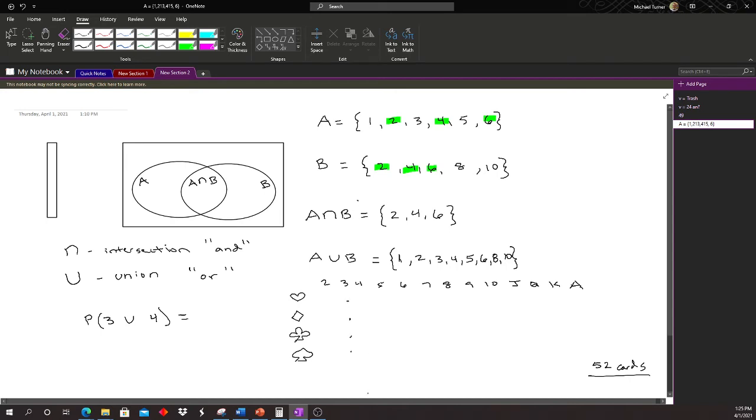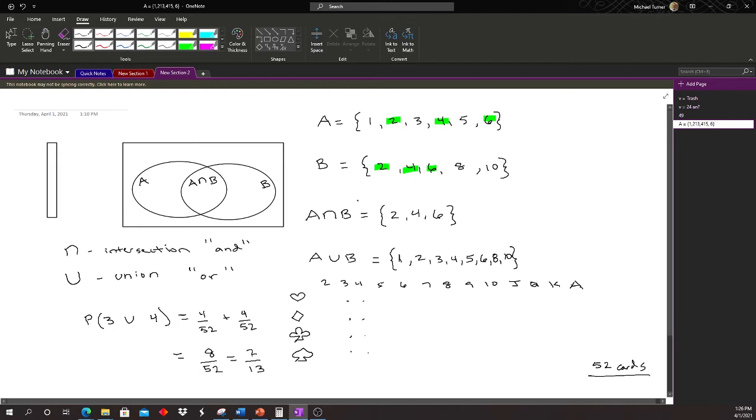But essentially here, it's like adding two individual probabilities. You have 4 3s, you have 4 4s. So the probability of drawing a 3 is 4 out of 52. And the probability of drawing a 4 is 4 out of 52. So the probability of drawing a 3 or a 4 is 8 out of 52. And then you can reduce that by dividing by 4 to get 2 out of 13.